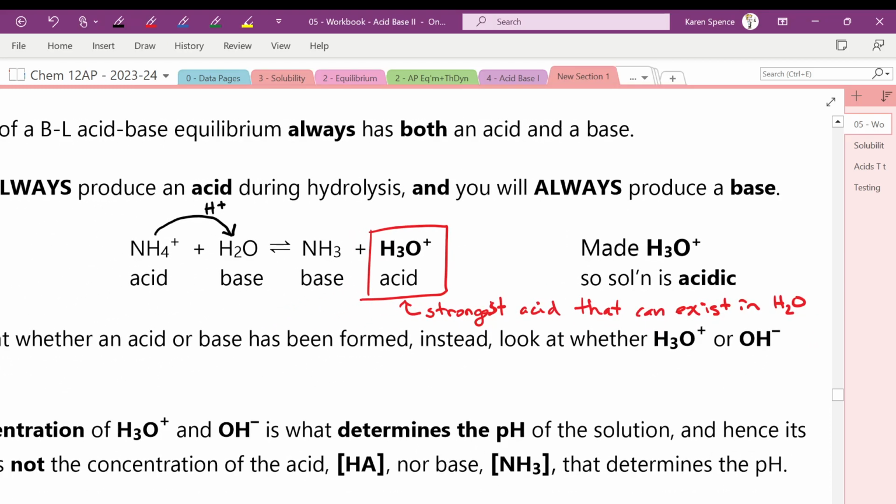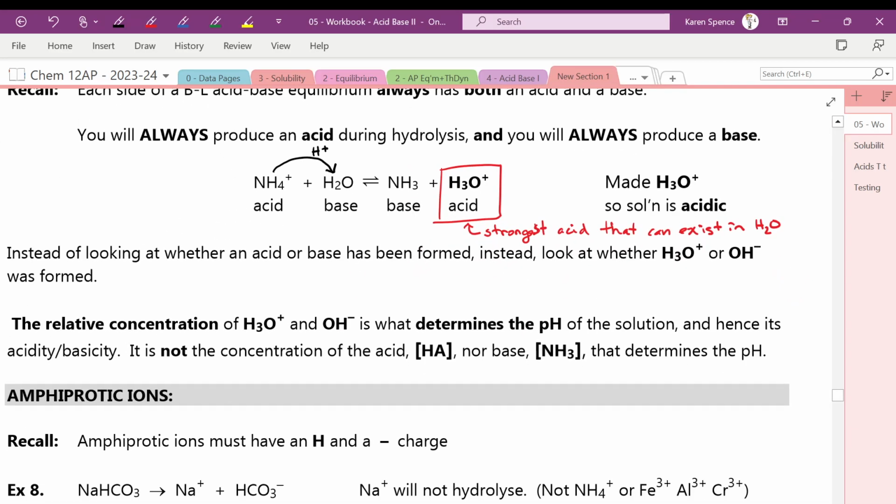Okay, so yes, we're also making a base, but the key thing is that you're making H3O plus. If you make H3O plus, you are making an acidic solution. That is coming up.